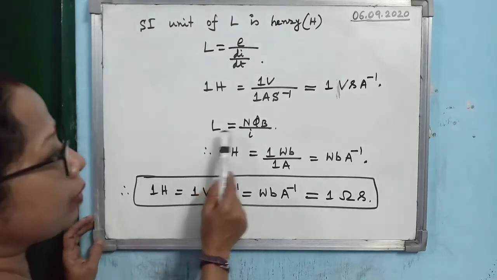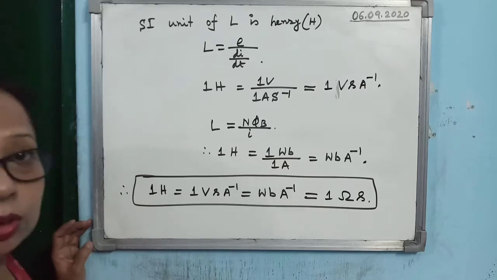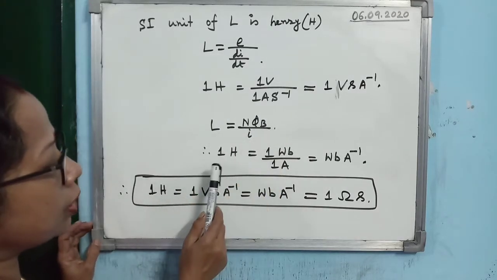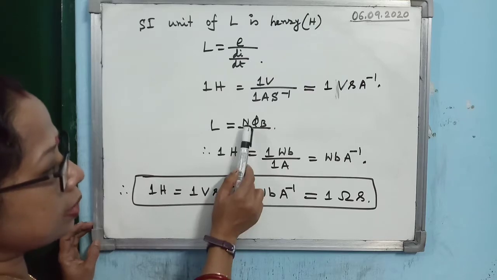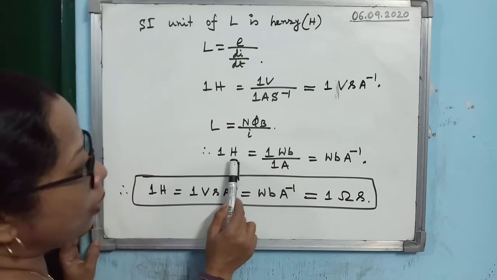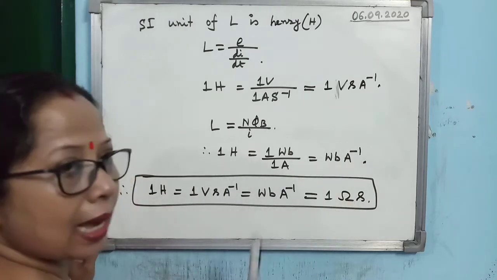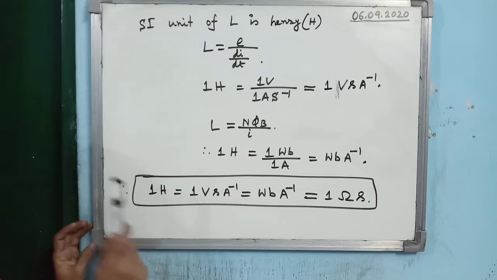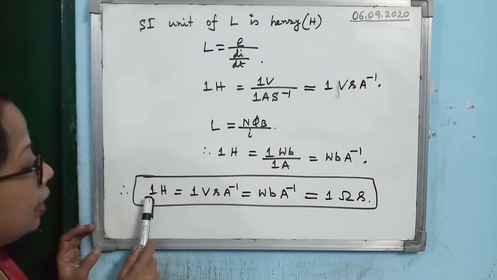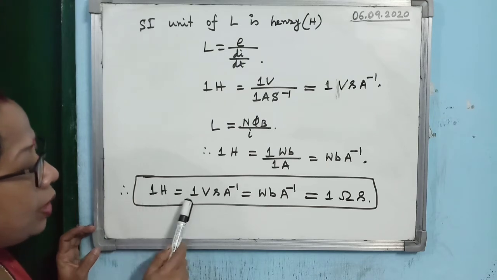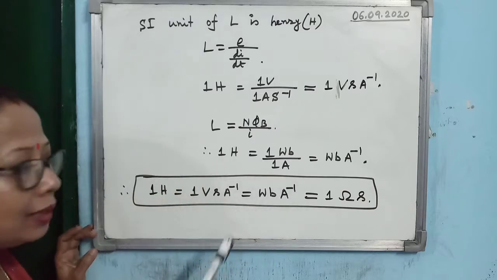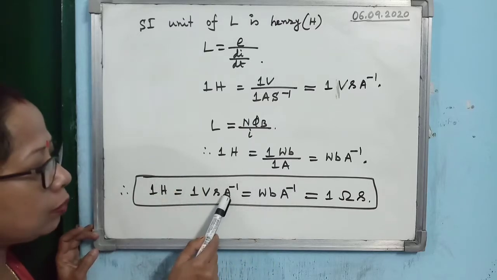Again we know L, one can write N phi B by I also, isn't it? This is the original one from the previous discussion you have got already. So 1 Henry is equal to phi B in Weber, okay, and I in ampere. So 1 Henry you can write as Weber per ampere also. So you see, 1 Henry of the coefficient of self-induction is equal to 1 volt second per ampere, or Weber per ampere. Another one you can write is volt per ampere.